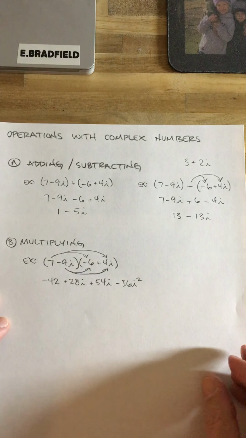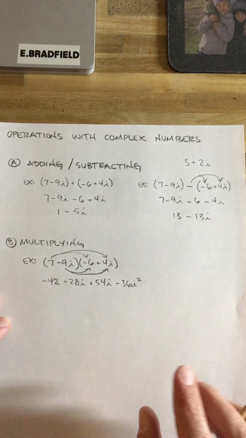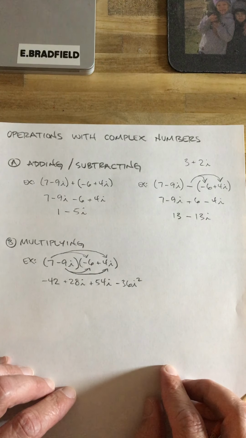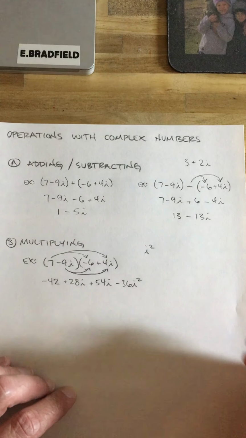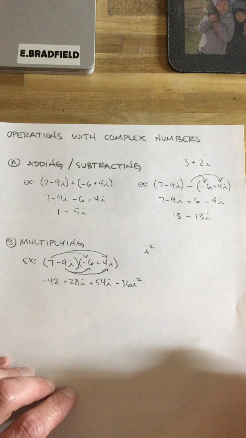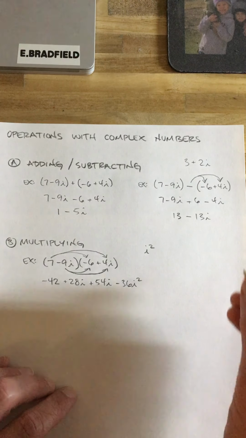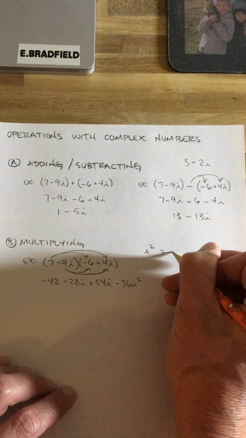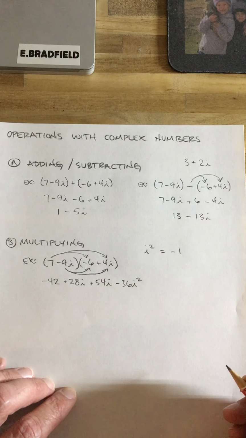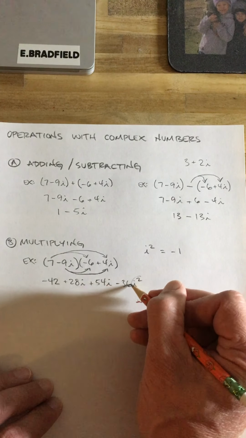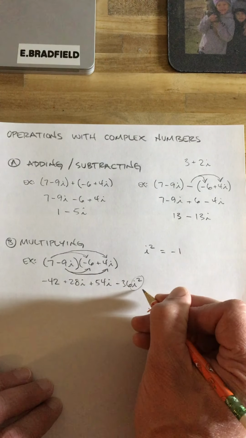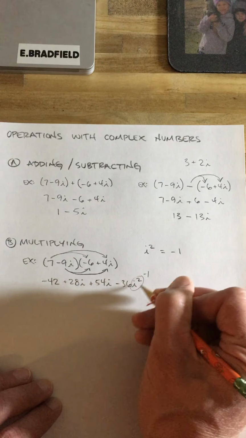All right, now there's something I need to show you before you go on. What you need to know is that anytime you see an i squared, and we've talked about this before, that's going to equal negative 1. i squared equals negative 1. You have to remember that. So basically right here, you see an i squared here, don't you? So that's really going to be a negative 1.